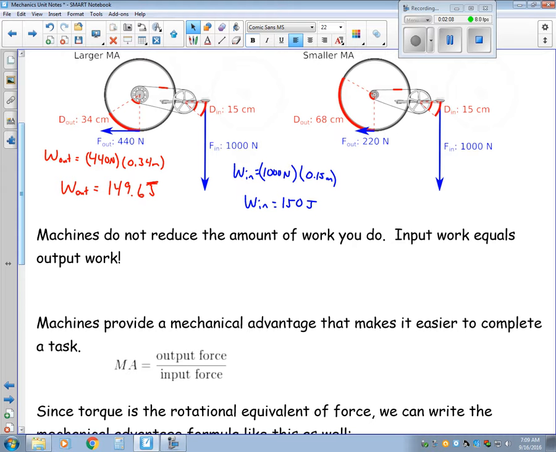So what exactly do machines do then if they don't reduce how much work we do? Well, again, they either make it easier to do the work or they make it more convenient. Or, maybe they do nothing except redirect the direction of the force. But it's important for you to realize that machines do not reduce the amount of work.